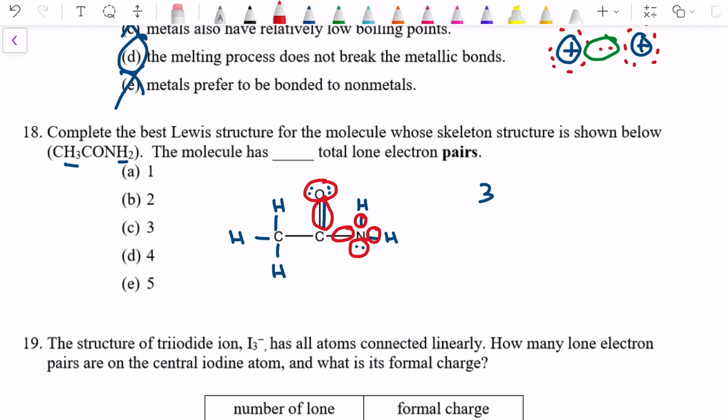If you go through enough orgo problems, you'll kind of just start to memorize these, which is how I came to it. But these atoms like to form octets, where they have 8 electrons. So anyways, 1, 2, 3. 18C.